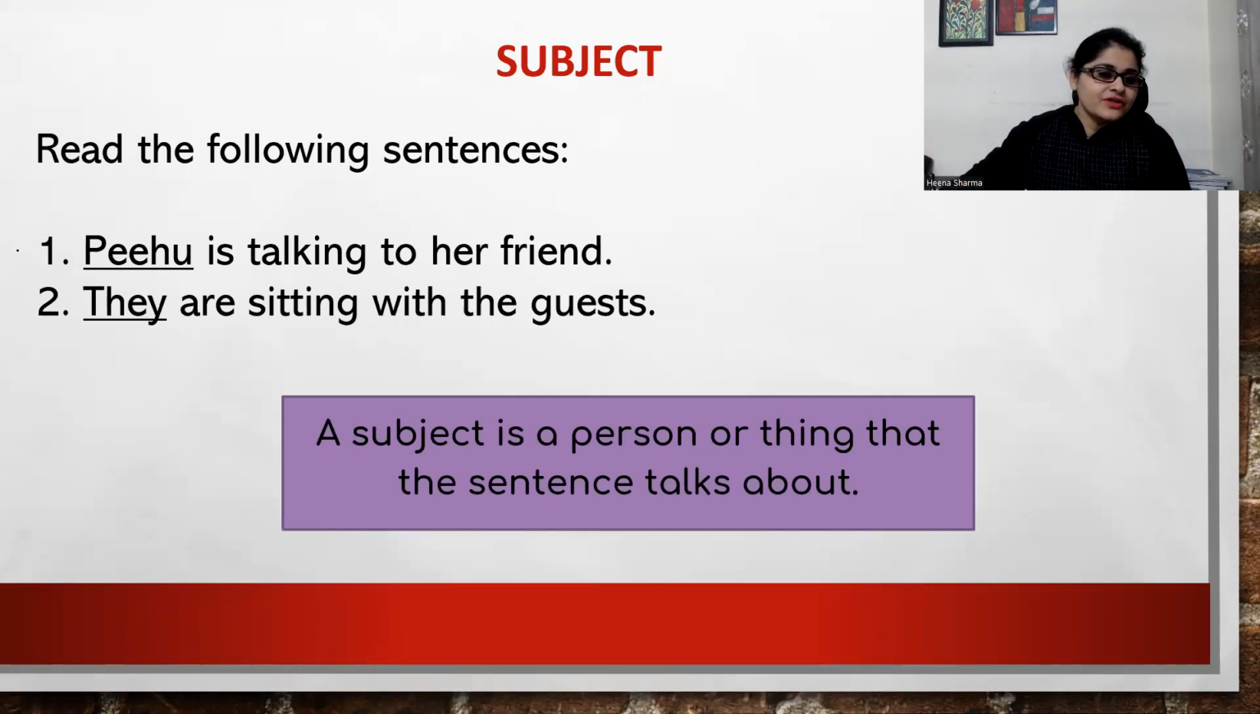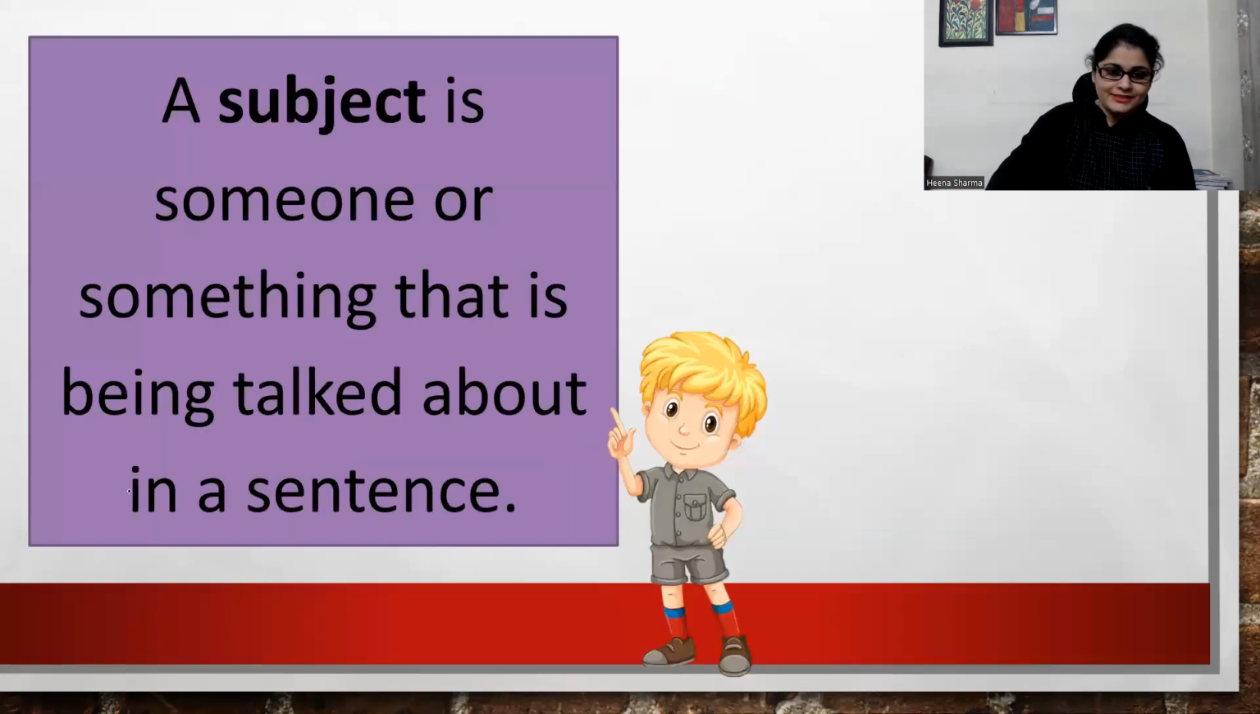So if I analyze the first sentence written on my screen, Pihu is talking to her friend. Whom are we talking about? We are talking about Pihu. We are not talking about Pihu is talking to her friend. Someone we are talking about in this sentence is Pihu. Therefore, Pihu is going to be the subject in this sentence. Similarly, let's take a look at another sentence. They are sitting with the guests. Whom are we talking about? They. So they over here is the subject in this particular sentence.